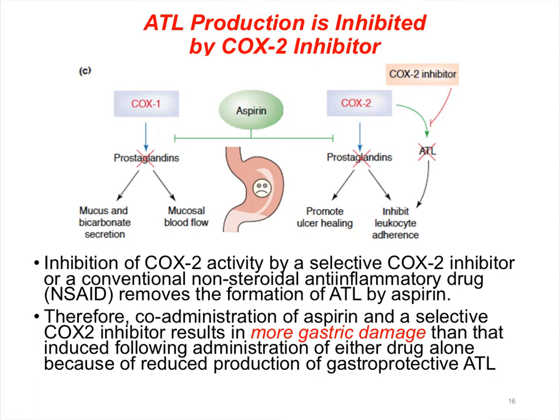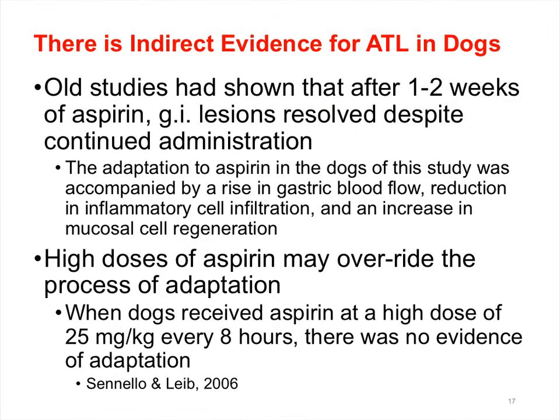So a selective COX-2 inhibitor removes that benefit. Therefore, the co-administration of aspirin and a selective COX-2 inhibitor results in more gastric damage than induced following administration of either drug alone, because of the reduced production of this protective factor. So let's keep that in mind. Which way were we going? We're going from a non-specific COX inhibitor usually to a more specific COX-2 inhibitor, and any overlap of that period of time would lead to actually more damage. And we know that there's evidence for this ATL in dogs.